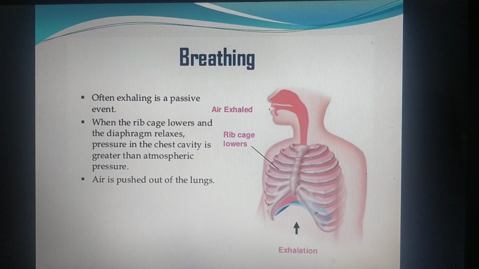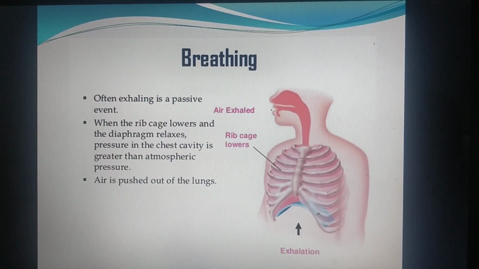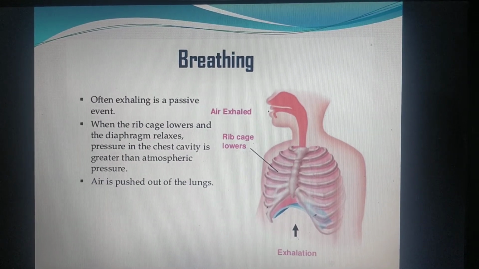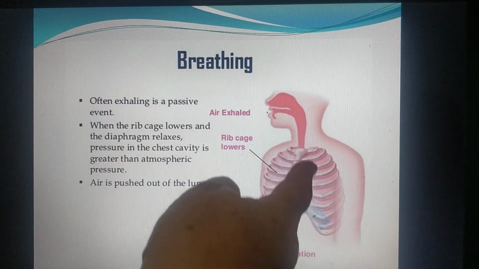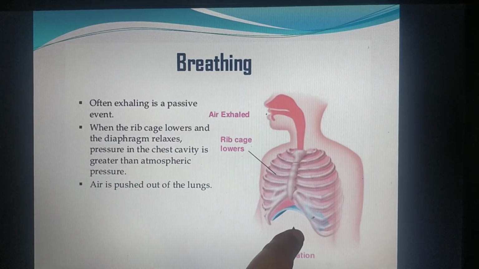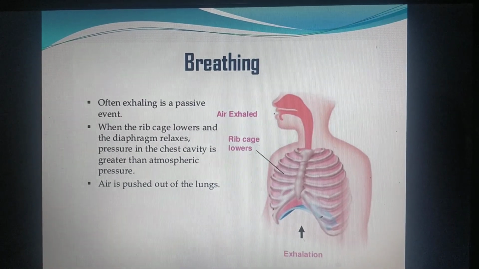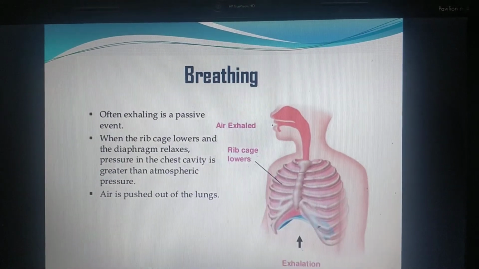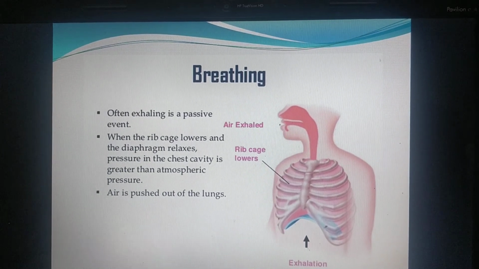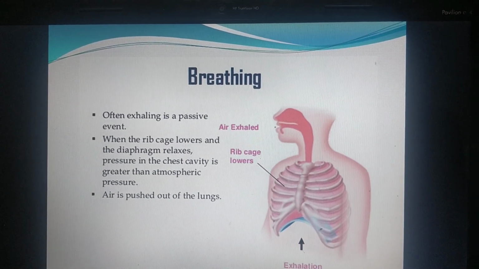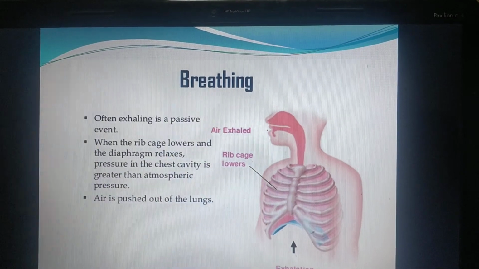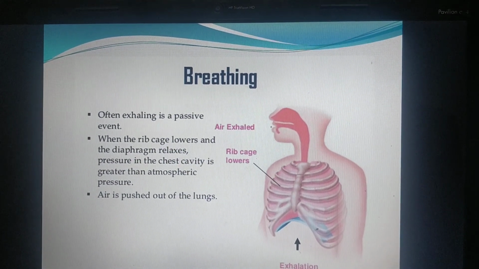Then exhalation is often a passive event. Here the air rushes from the lungs to outside. The rib cage lowers. The diaphragm relaxes and moves upward. The chest cavity becomes smaller, and pressure in the chest cavity and lungs increases. So air moves from high pressure to lower pressure and is pushed out of the lungs. That is the process of exhalation.